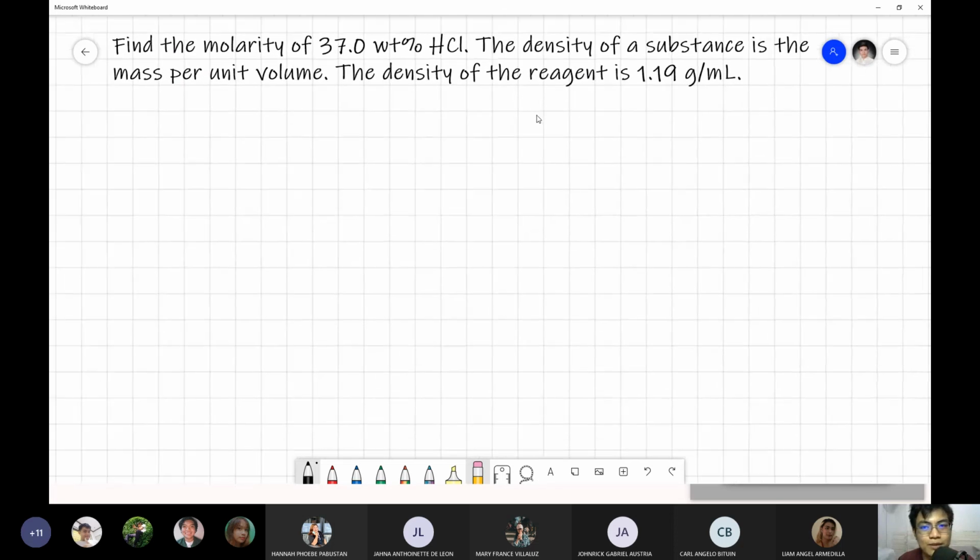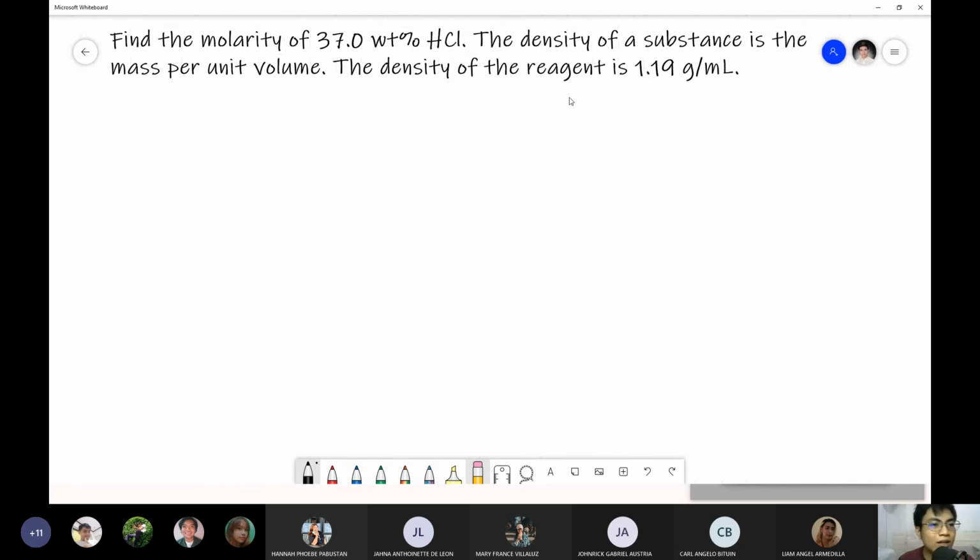Okay. So, this is our question. Find the molarity of 37% by weight hydrochloric acid. The density of a substance is the mass per unit volume. The density of the reagent is 1.19 grams per ml. So, ano yung given? Percent weight. Ano yung hinahanap? Molarity. Pwede ba yon? Pwede. Kasi pag may problem, may solution. Okay. Kaso, ang dami nga lang steps.